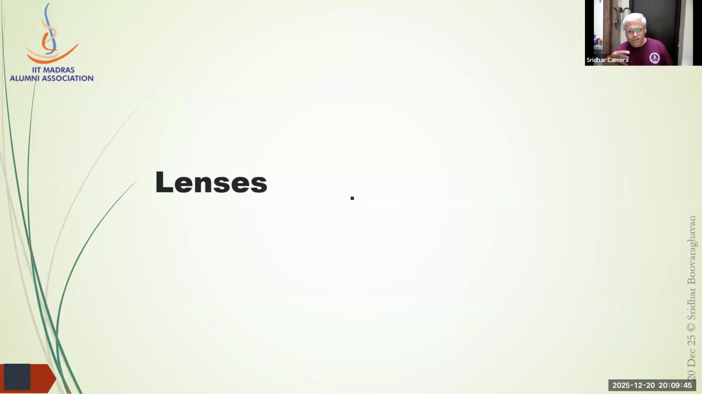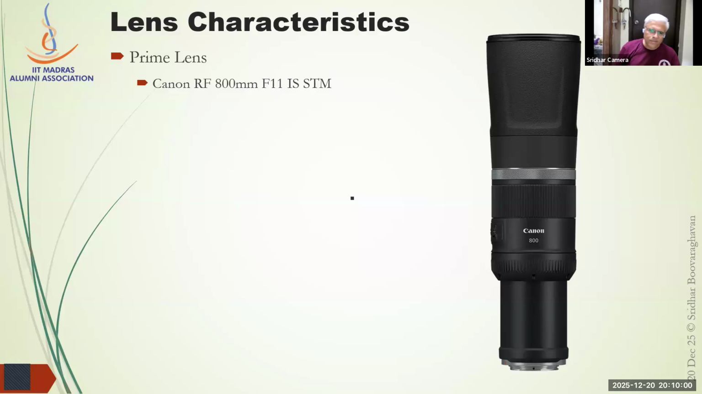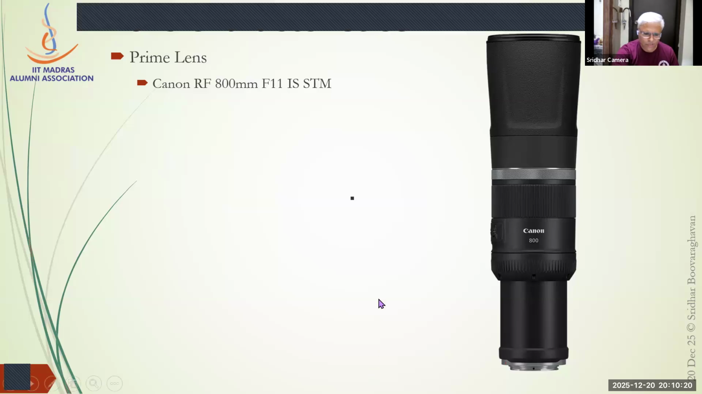So now let's look at lenses, and here the obvious assumption is that it's an interchangeable lens camera, where you could actually change the lens. Now there are different kinds of lenses, right? One is something called a prime lens. A prime lens is something that has a fixed aperture, right? So a fixed aperture means that you cannot zoom in, right? And here I'm going to show you this, I'll stop sharing just for a second.